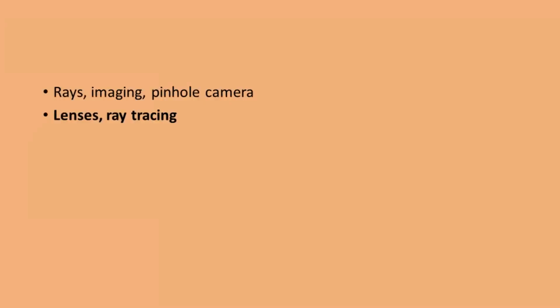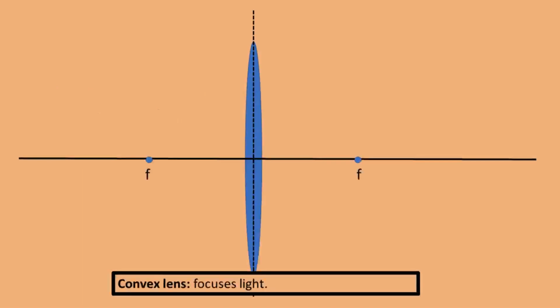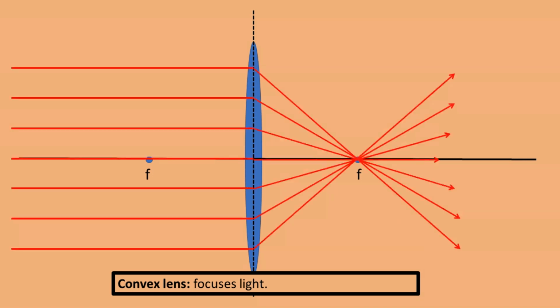So let's see more precisely how a lens creates an image. Let's start with a thin convex lens. A convex lens is a lens that focuses light, so it makes bundles of rays converge. We can define the focal point, which is the point in which a bundle of rays that are parallel to the optical axis converge to.